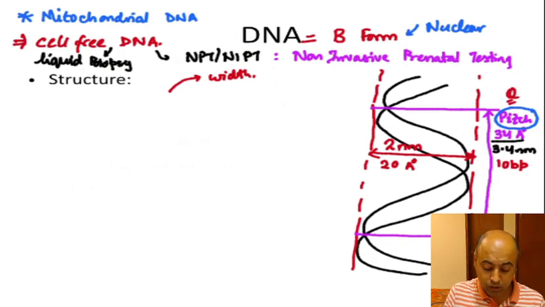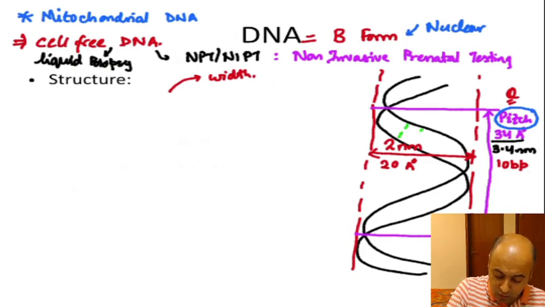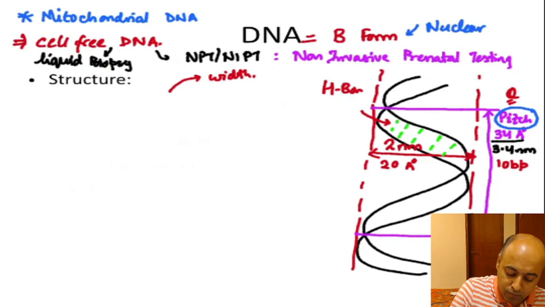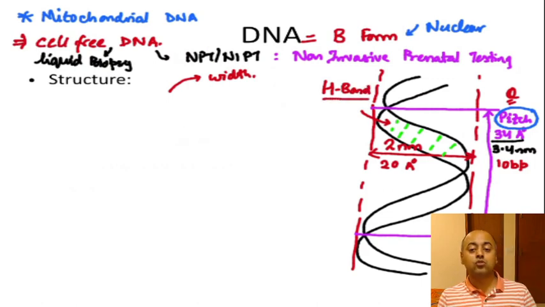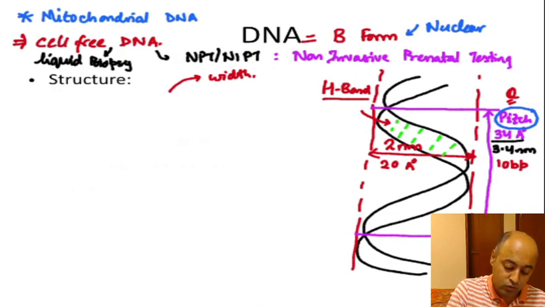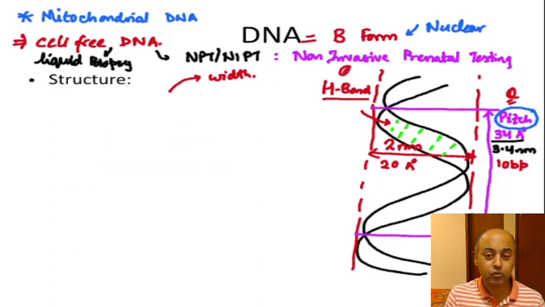Okay. Now, the two strands of DNA are held together by non-covalent hydrogen bonds. So this is another question which is commonly asked. Here you have to remember the bond between the two strands of DNA is the hydrogen bond. It is the non-covalent hydrogen bond. This question has been asked multiple times, so I'll tell you again, please make note of this.